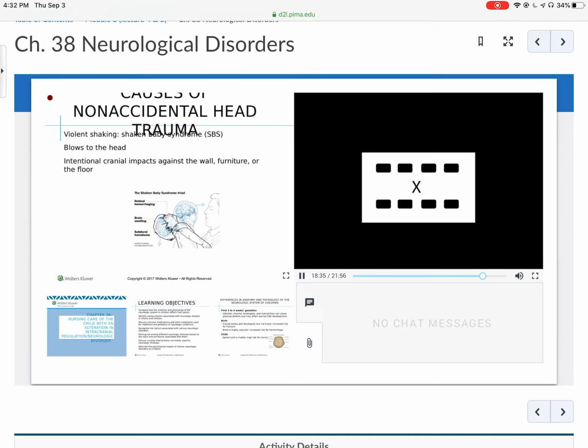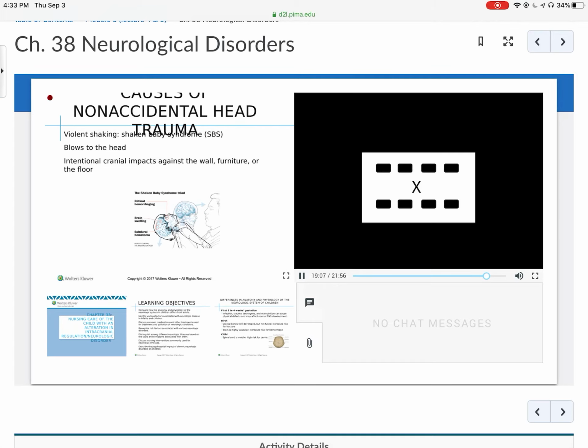In your book on page 1415, it goes over subdural and epidural hematomas. The subdural hematoma is most commonly seen in kids. Again, those falls and things like that. And the epidural would be seen when their head trauma is very severe. The epidural is a bleeding of an artery. The subdural is a bleeding of a vein.